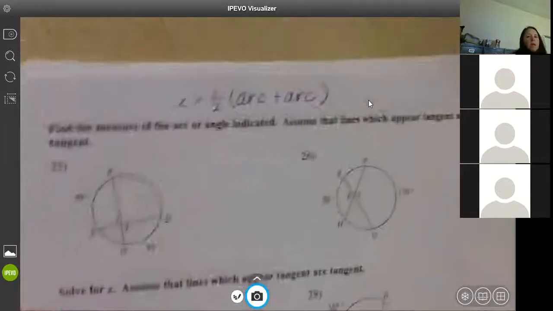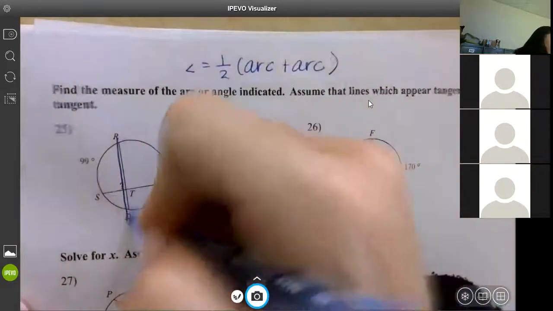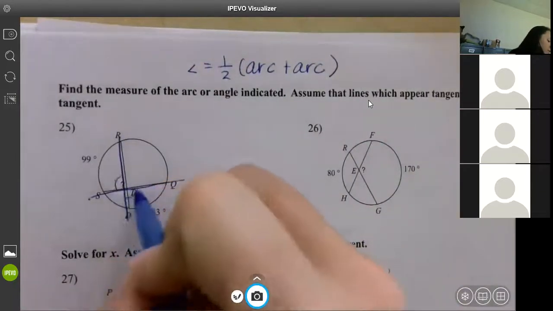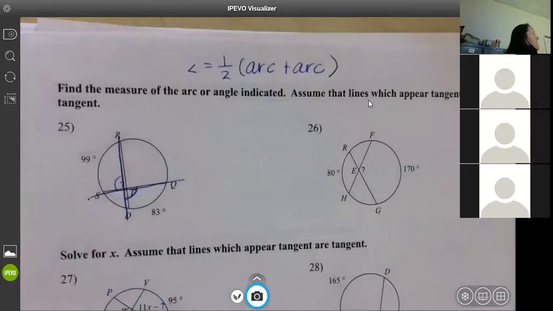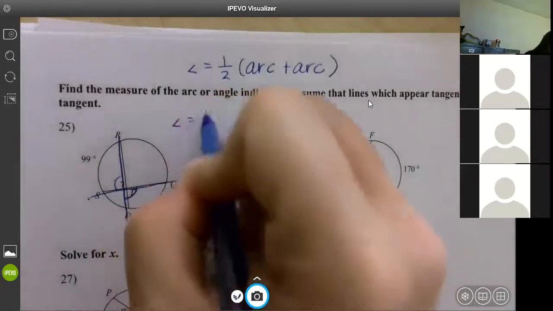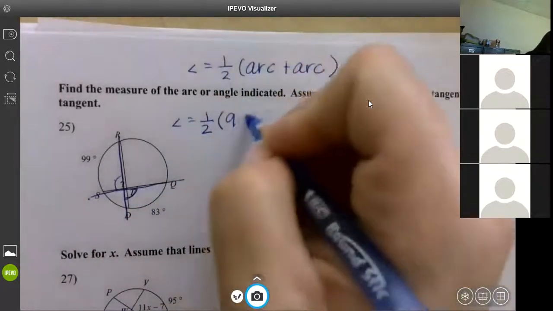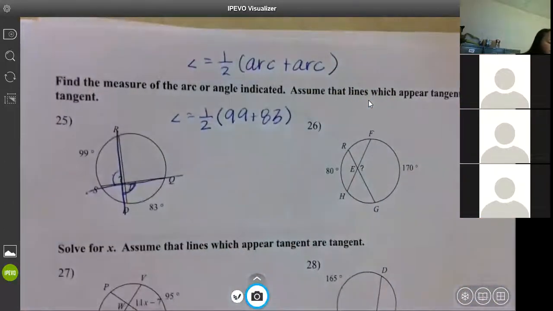Angle equals half arc plus arc. So here's what you have. You see this X that it makes in here? Whatever these two angles are, it can be either one of them. These two added together, cut in half, are going to be that angle. So your angle equals half of your two vertical arcs. So 99 and 83.